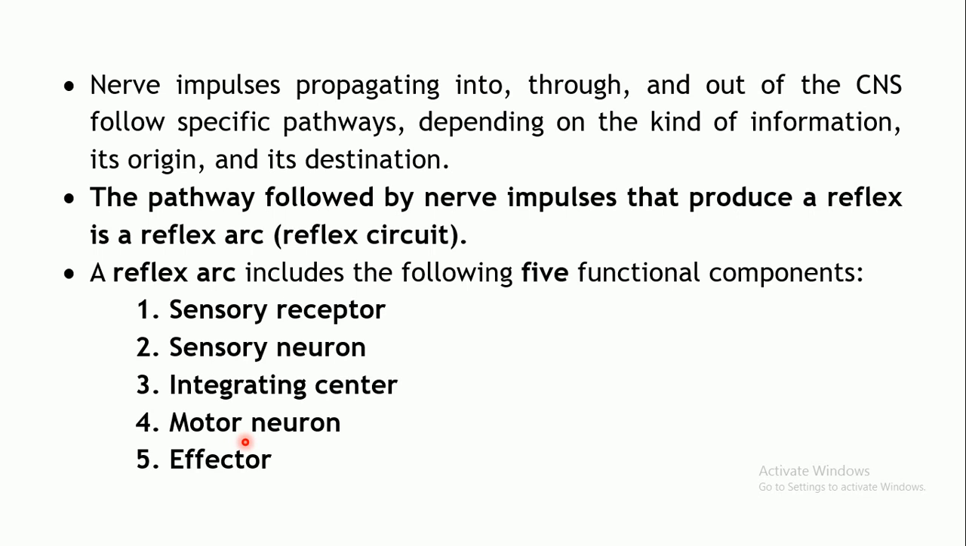So this particular definite pathway which is followed to carry out a reflex is called a reflex arc or a reflex circuit, and it has 5 main functional components: a sensory receptor, sensory neuron, integrating center, motor neuron and the effector. So these are the 5 main components. Always a reflex arc will have all these 5 components.